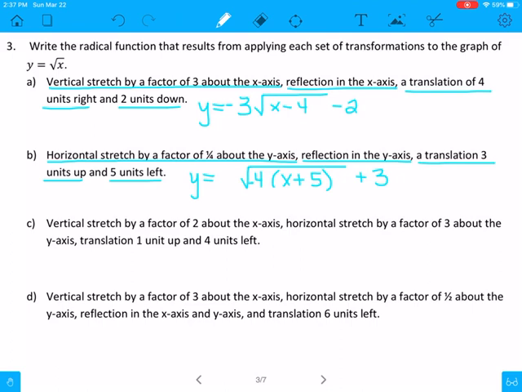Vertical stretch by a factor of 2 about the x-axis. Vertical stretches never flip. Whether it's words, mapping, equation, it always stays the same. It's always those horizontal ones that flip. So vertical stretch by a factor of 2, so we're going to get a 2. Horizontal stretch by a factor of 3 about the x-axis. So I'm going to get that 1/3 inside. Translation 1 up, so I'm going to go plus 1. And 4 left, so I'm going to go x plus 4.